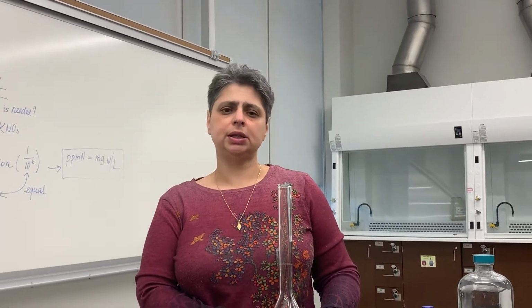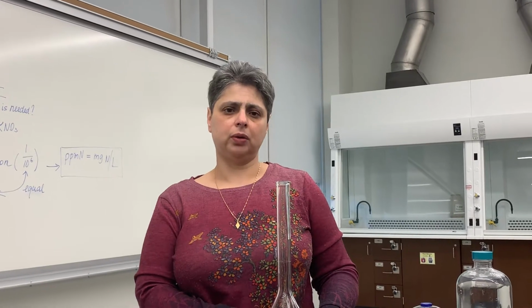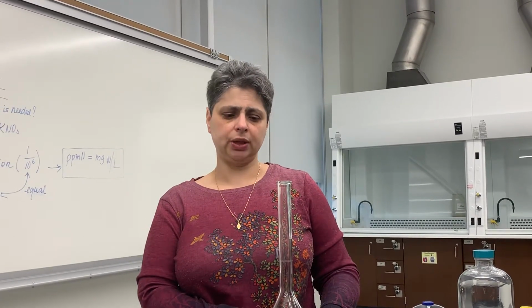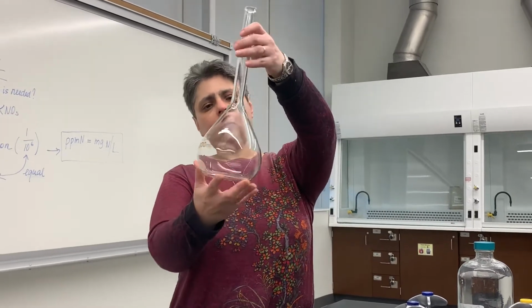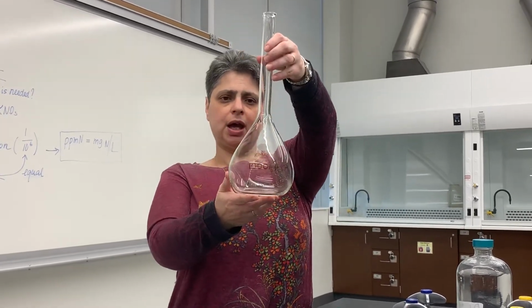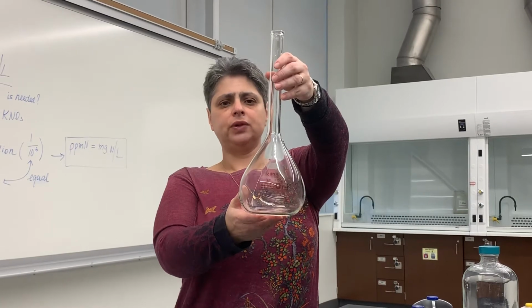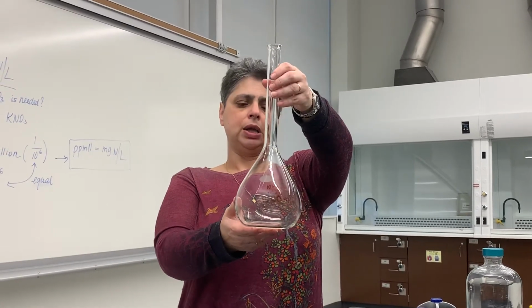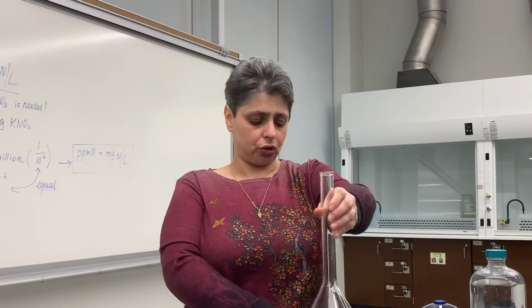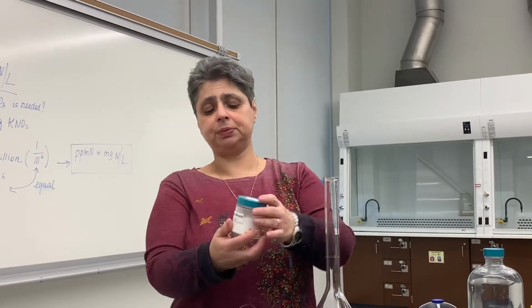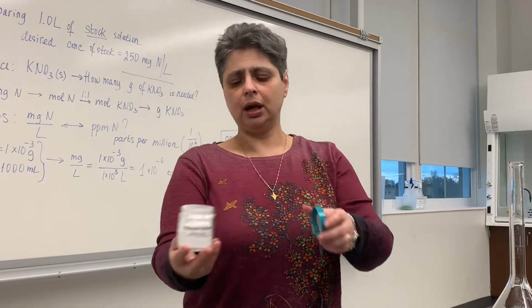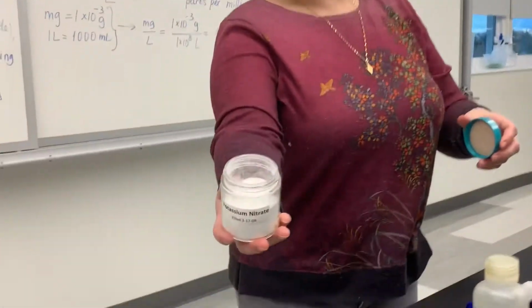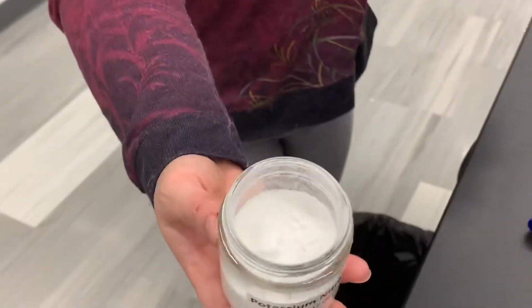Welcome back, everyone. So we're now discussing the beginning of our procedure for testing for nitrate, and this procedure begins by using this huge 1 liter volumetric flask to prepare 1 liter of the stock solution. So I'm going to show you the solid. This is potassium nitrate. We're using it as a source of nitrogen. Nondescript white solid, nothing really exciting about it.